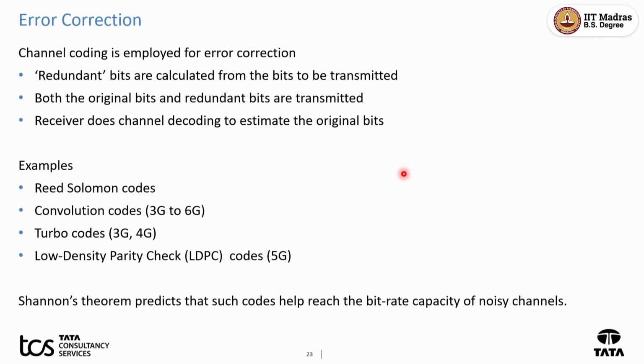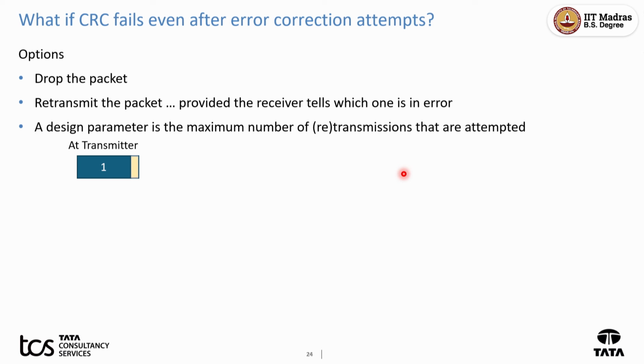If given a signal to noise ratio and a bandwidth, we can reach the capacity. That is what he has said. Like I said, we tried our best to correct, but still it didn't work. Then what do we do?